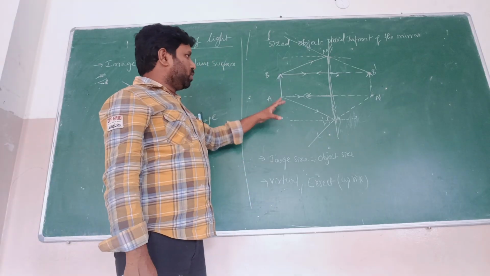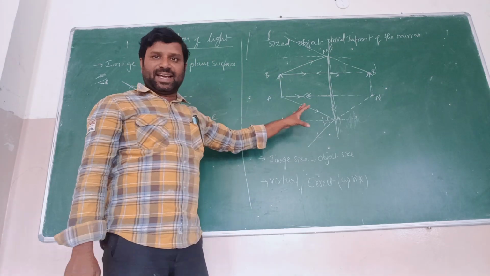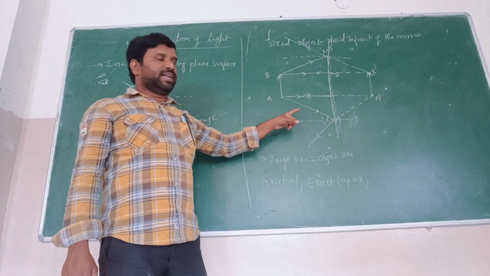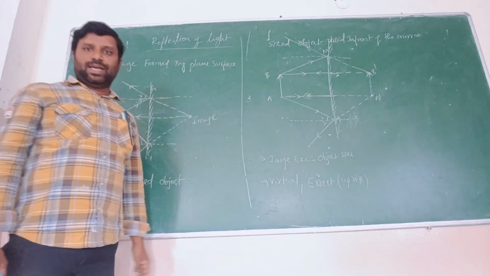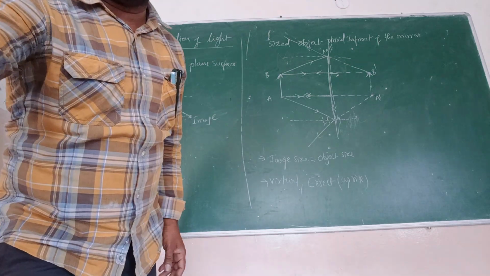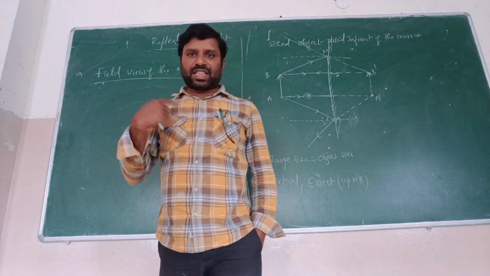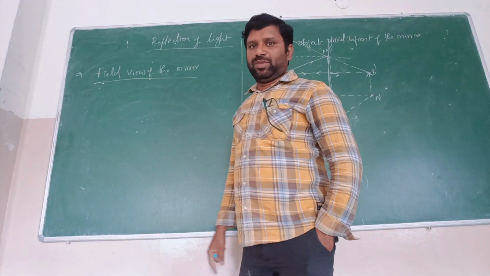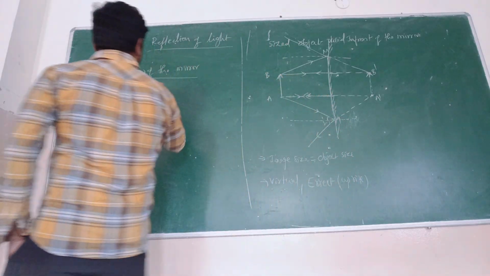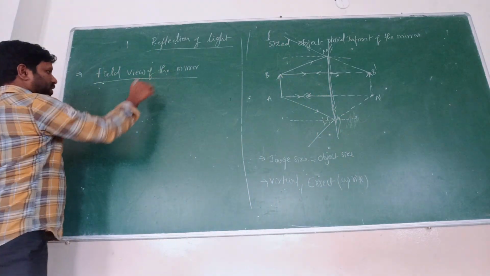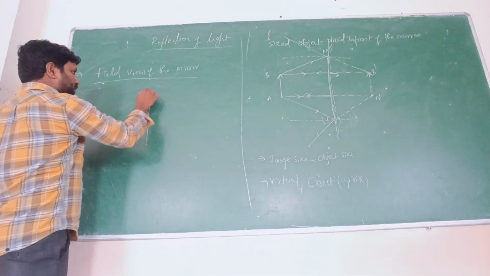So this is the ray diagram for image formation by a plane mirror. Another subtopic is the field of view of the mirror. What is the field of view?